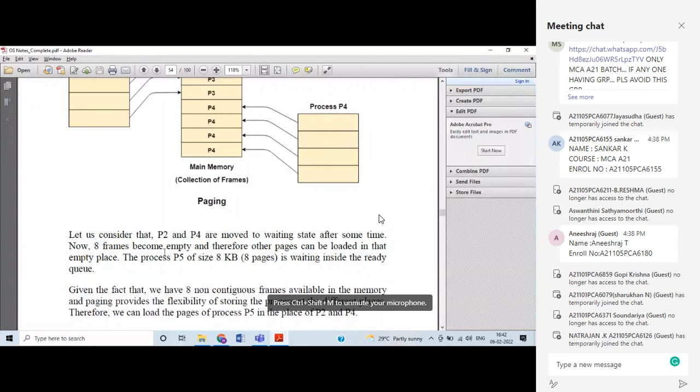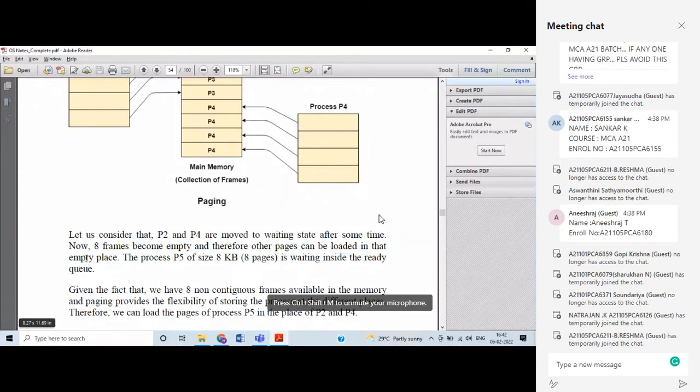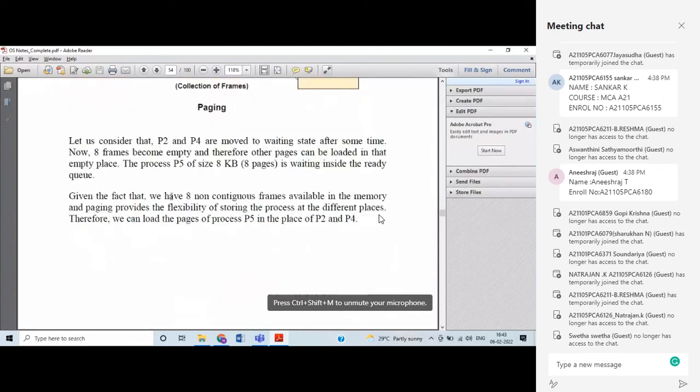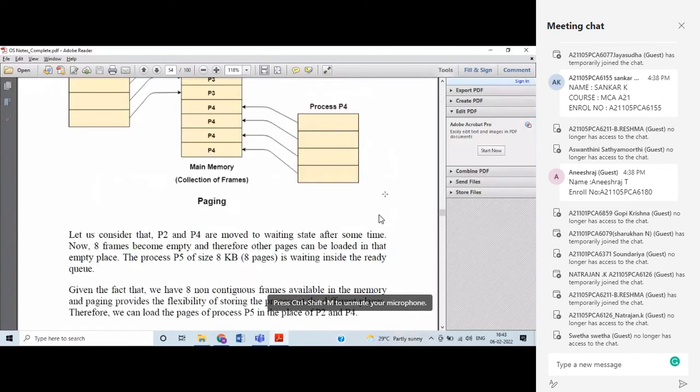After some time, P2 and P4 move to the waiting state. Now what happens? 8 frames become empty, and therefore other pages can be loaded in that empty place. The process P5 of size 8 KB is waiting inside the ready queue. P2 and P4 have been removed from the main memory, and waiting in the ready queue is P5 of size 8 KB.